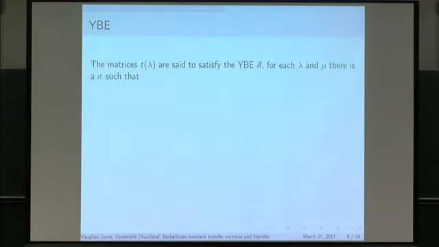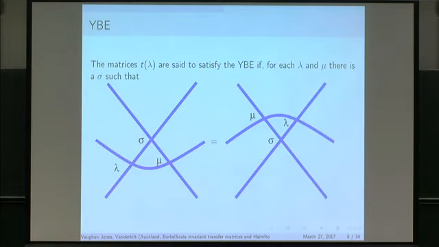Now, this is nice, but what does it buy us? Well, the matrices T of lambda are said to satisfy a Yang-Baxter equation if the following is true, and this is important. For each lambda and mu, there is a third value of the spectral parameter, sigma. So for every lambda and mu, there is a third, such that the following is true. So this is just tensor networks, one on the side, one on the left, one on the right. You'll notice that you can think of this as sigma going from the top to the bottom and flipping around lambda and mu, the effect of the spectral parameter.